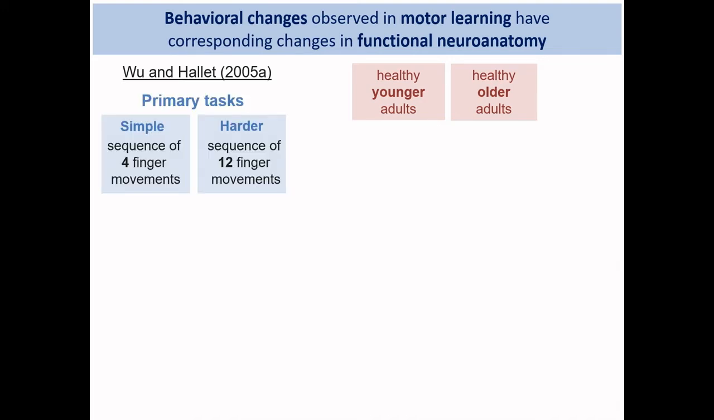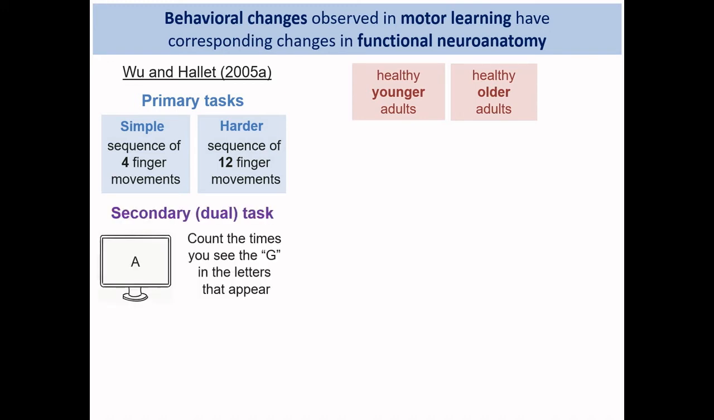Wu and Hallett studied the task of learning a sequence of finger taps. For this task, you tap your right fingers on a surface placed underneath your hand. The simple version of this task requires you to learn to perform a sequence of 4 taps. The harder version requires you to learn a sequence of 12 taps. For example, in the simple task, you might be asked to tap your ring finger, then your little finger, then your index finger, and then your middle finger.